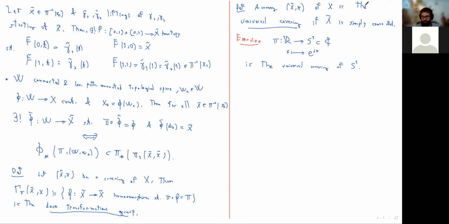I'm saying the universal covering because you maybe remember from your previous courses in topology that the universal covering is unique up to homeomorphism. So we talk about the universal covering. And also, so this is prove it. And since we're at it, you can also compute the deck transformation group. Yeah?